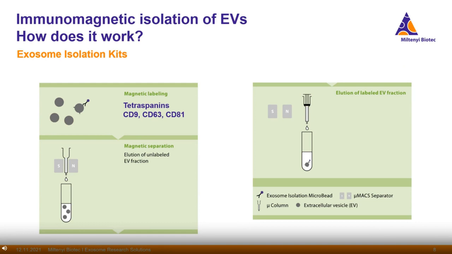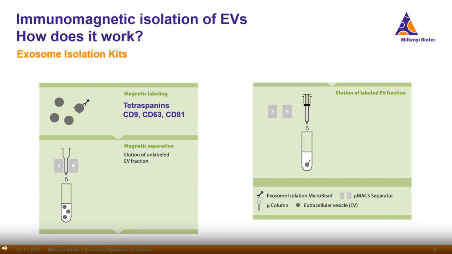This assay is based on positive magnetic isolation and uses magnetic microbeads coupled with specific antibodies, anti-CD9, CD63, and CD81, that recognize and bind to the specific tetraspanins on the EB membranes. Here you can see the principle of the assay. First, the sample containing the vesicles is incubated with the immunomagnetic microbeads. Within the sample, EBs will be labeled with the microbeads coupled to the antibody, and then the sample is loaded onto a separation column placed on a magnetic separator.